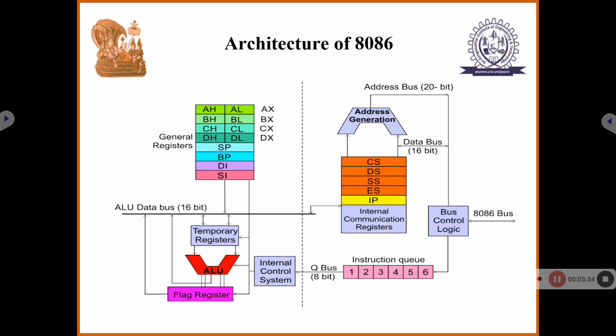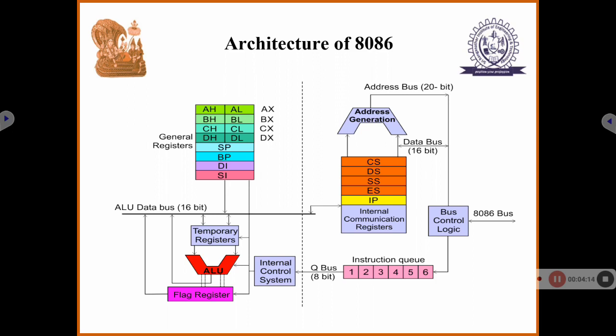And the execution unit consists of the arithmetic and logical unit. Mainly it does the execution of all the operations. So its architecture consists of many registers, general purpose registers which are 16-bit wide. We can split some general purpose registers into two 8-bit registers. So what are the registers available in the execution unit and bus interface unit, we will see.